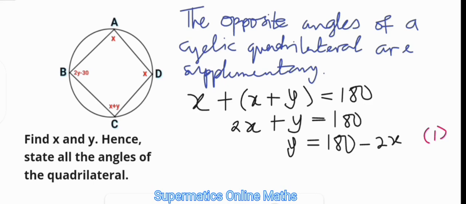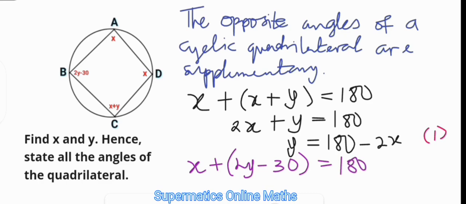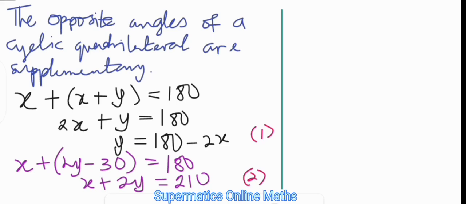Then still for the fact that the opposite angles of a cyclic quadrilateral are supplementary, we also have angle ADC, which is x, added to angle ABC, which is 2y minus 30. This also adds up to 180 degrees. That is, x plus 2y is equal to 210 when we add 30 to both sides. This making equation 2.